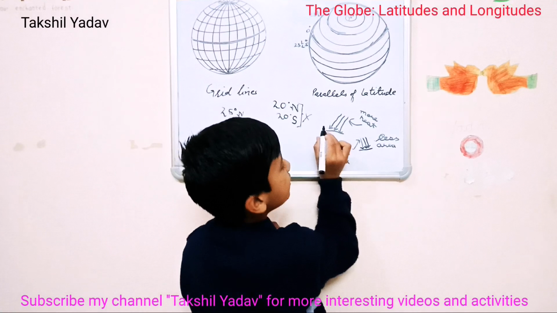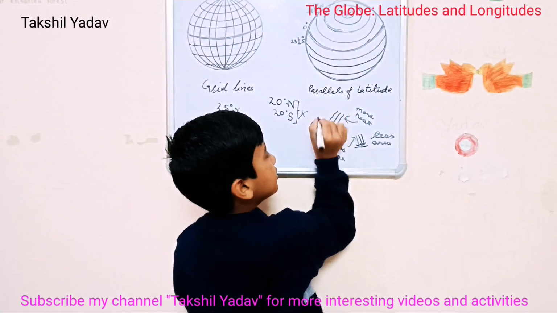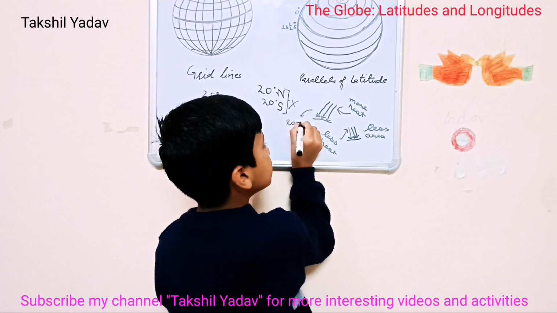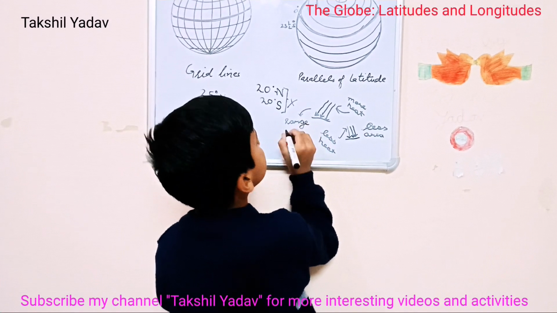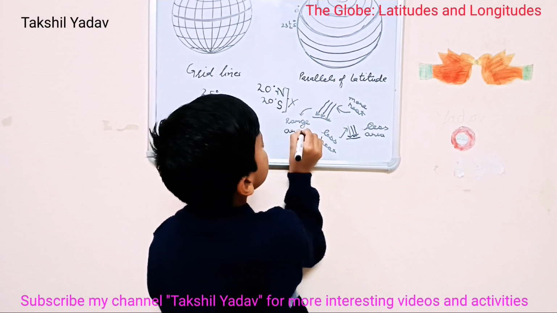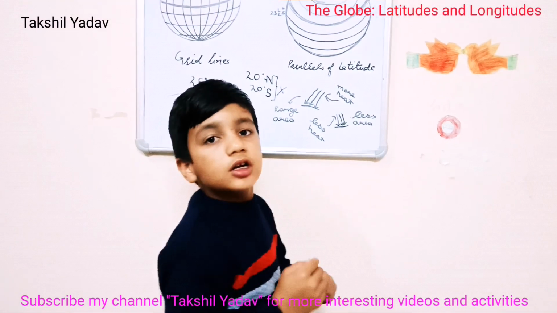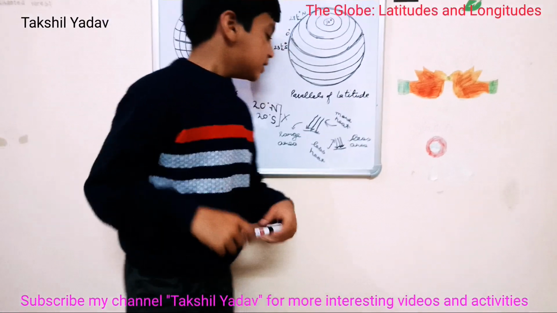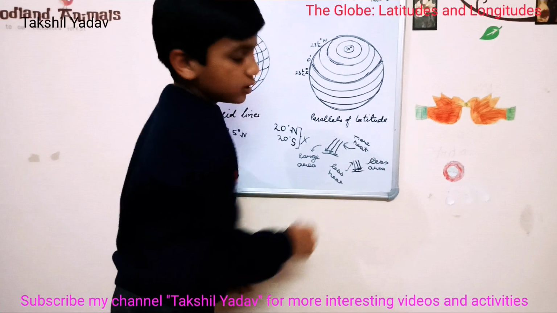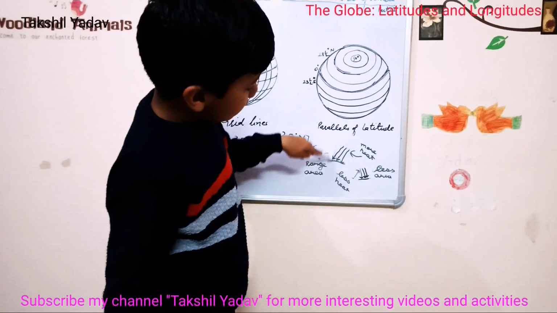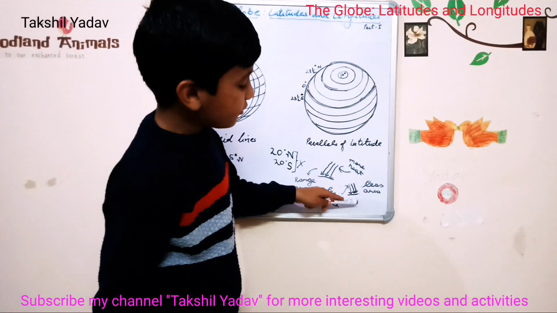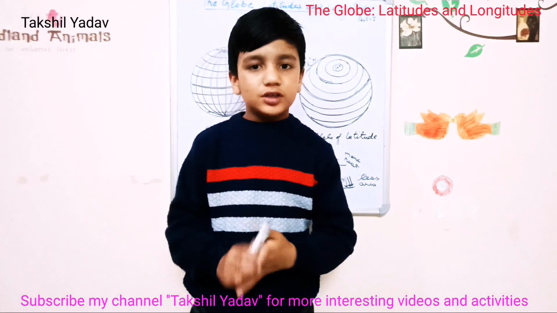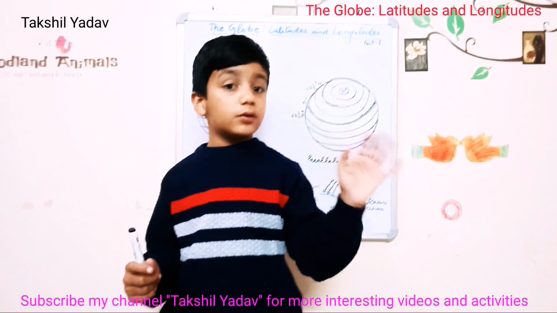And here are the slanting rays. The slanting rays cover a large area. That is why the heat goes into more area than usual. That is why the direct rays give more heat than the slanting ones. And the equator always receives direct rays. So the equator always has summer and the temperatures are very high.